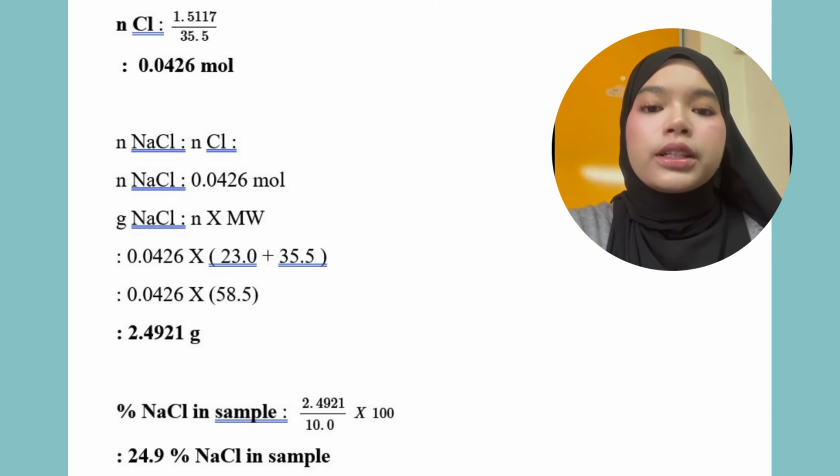Lastly, we need to calculate the percentage of NaCl in the chicken stock sample. We need to use the formula of mass of NaCl over mass of chicken stock sample times 100. 2.4921 over 10 times 100, we got 24.9% of NaCl in the chicken stock sample.